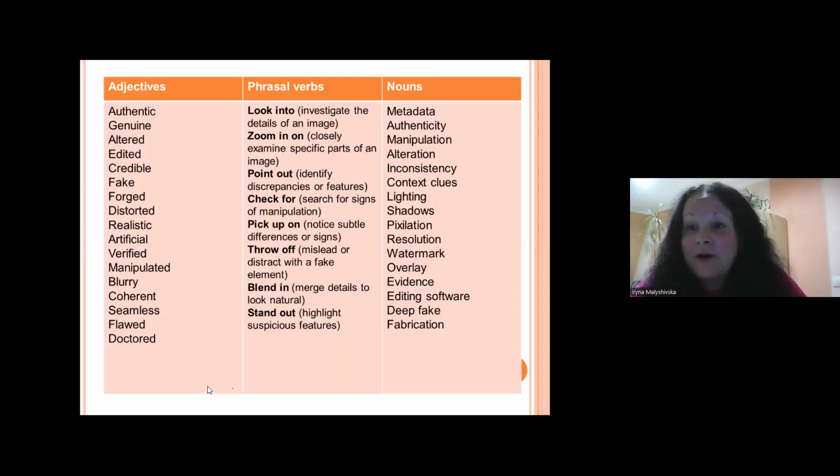Okay, now how can you incorporate all that into your English classroom? How can you bring that? How can you work with that? It's not that difficult, actually. First of all, you need to provide your students with a particular list of vocabulary, of course, how to talk about these fake photos. Actually, this list was AI generated.